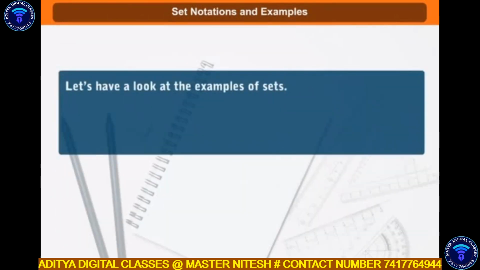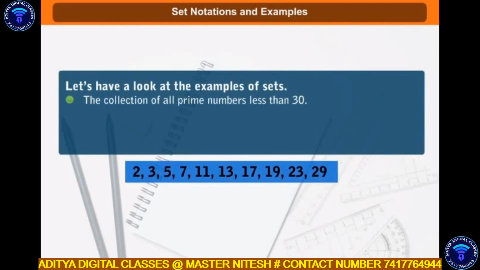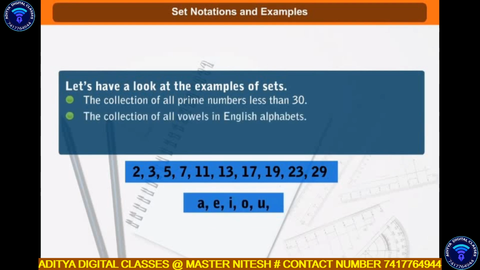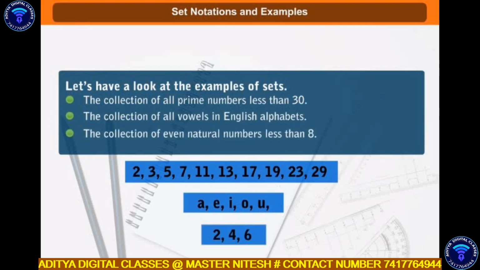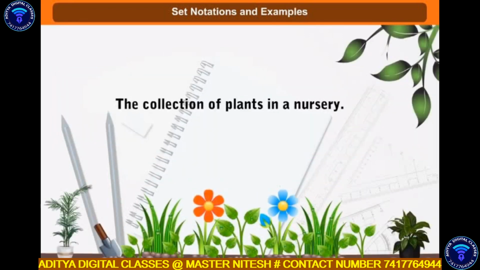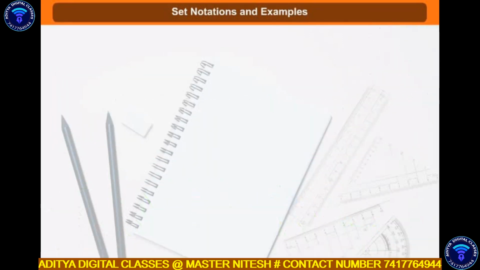Let's have a look at the examples of sets. The collection of all prime numbers less than 30. The collection of all vowels in English alphabets. The collection of even natural numbers less than 8. The collection of plants in a nursery.